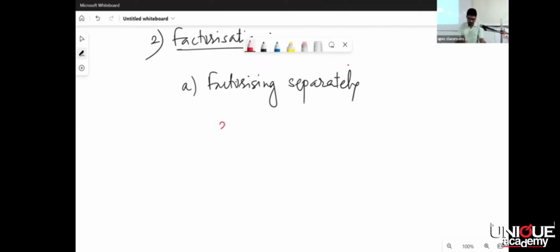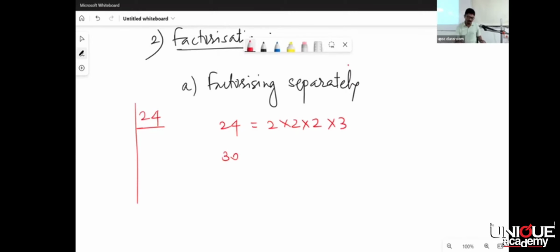We have the numbers 24 and 30. So 24 has factors 2 into 2 into 2 into 3. Are you getting me? 2 into 2 into 2 into 3. Listen, writing any number in factorization means writing that number as a product of prime numbers. If you have forgotten how to get those factors, divide the given number by prime numbers only, starting from the first prime number, that is 2.